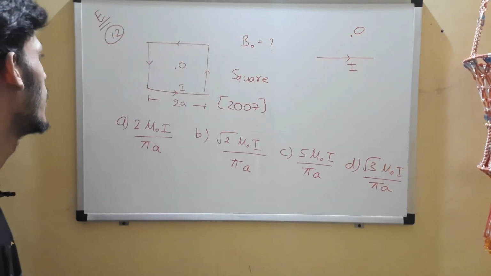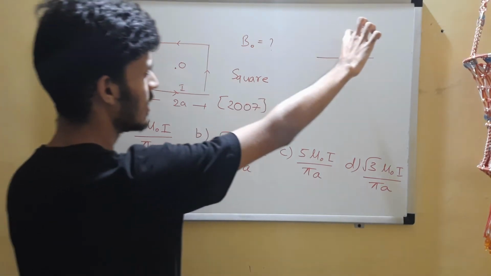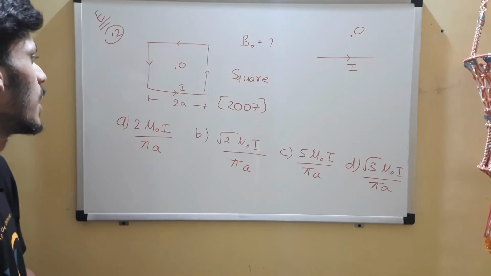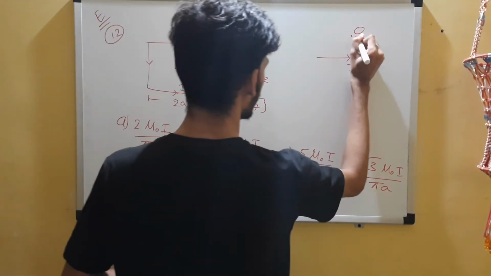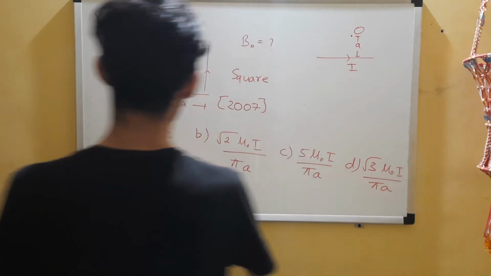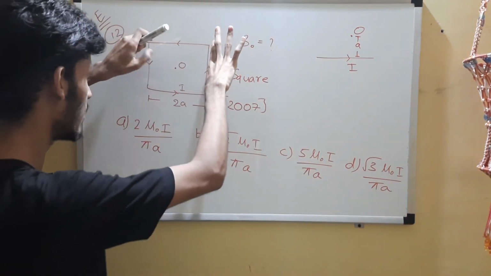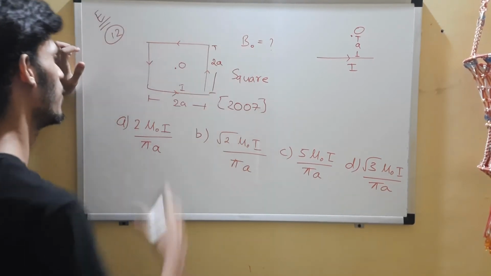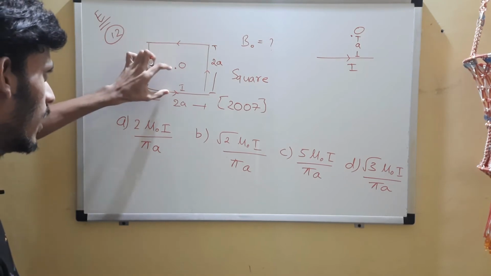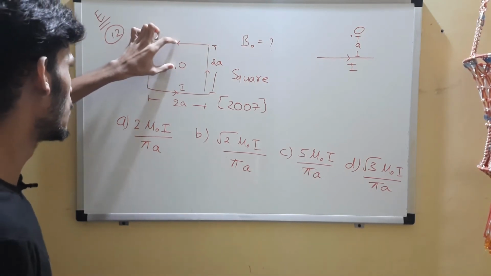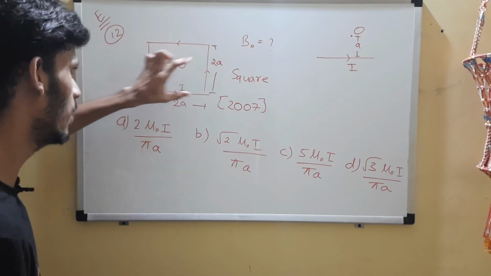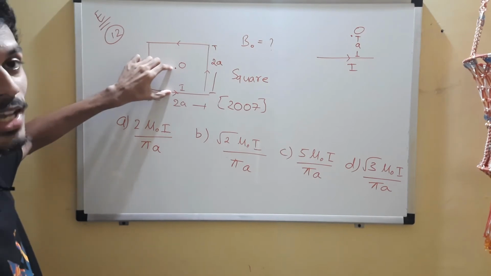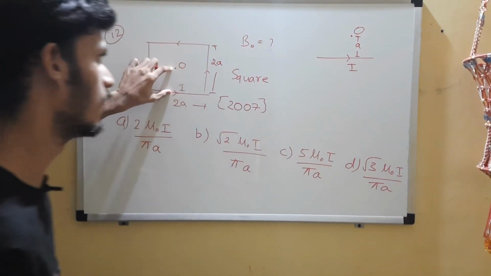We are calculating the field due to one wire and then we'll multiply it by 4. First of all, we want the perpendicular distance of that point from the wire. You can easily see that the distance will be A. How can I say that? Instead of using Pythagoras theorem, you can see that this side will be 2A. It is a square, so this side will also be 2A. So this will be A and this will be A, since it's the center. A plus A is 2A. So the distance of the point O from this wire will be A. I've shown it over there.